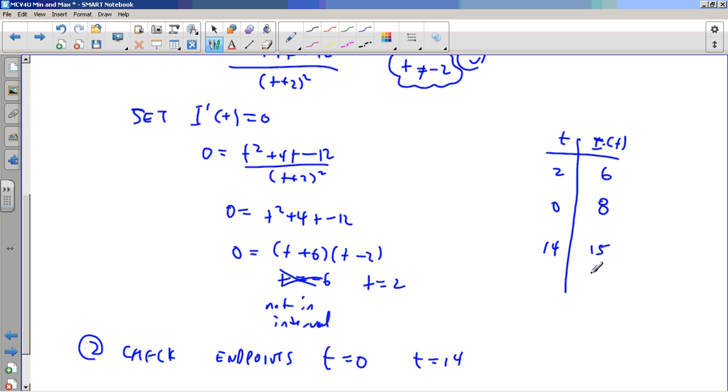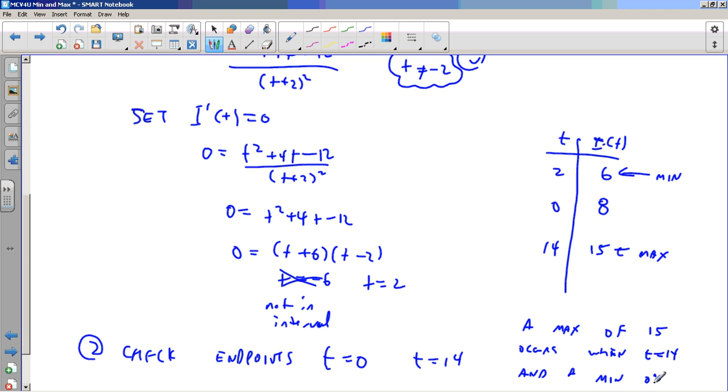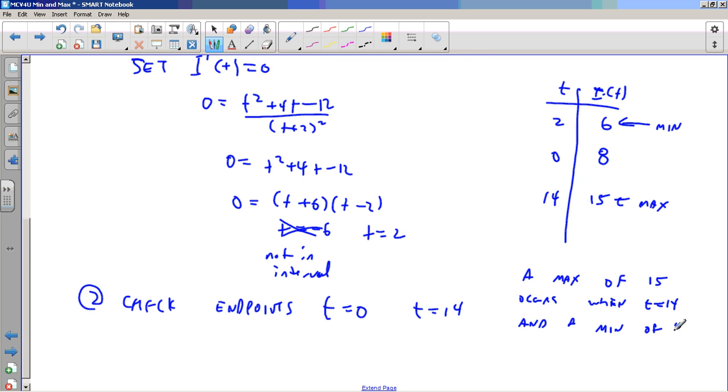I tried that. And so what do I got? Well, there's the minimum, right? So it happened that the derivative was equal to 0, and that actually ended up being the absolute minimum. It's the smallest of all these, and there's the maximum. So a maximum of 15 occurs when t equals 14, and a min of 6 occurs when t equals 2.